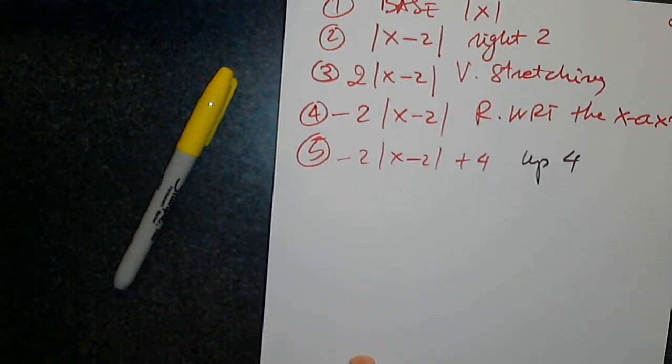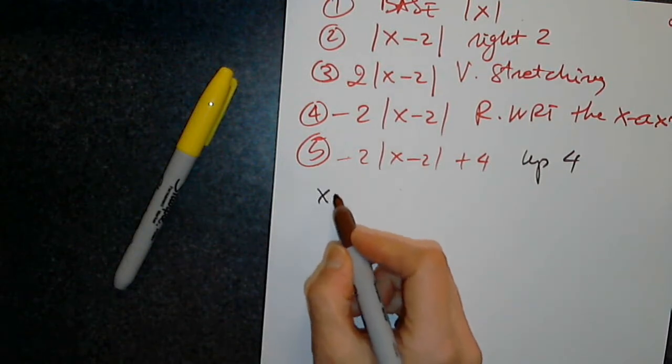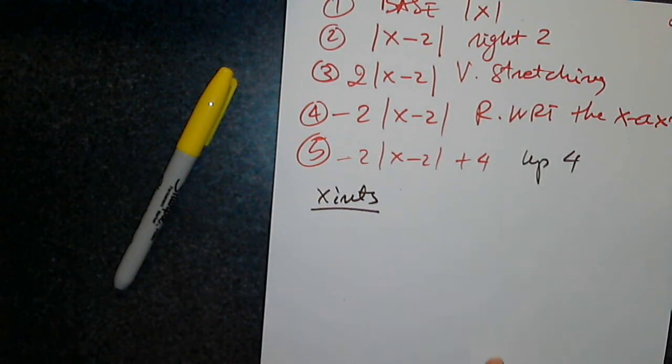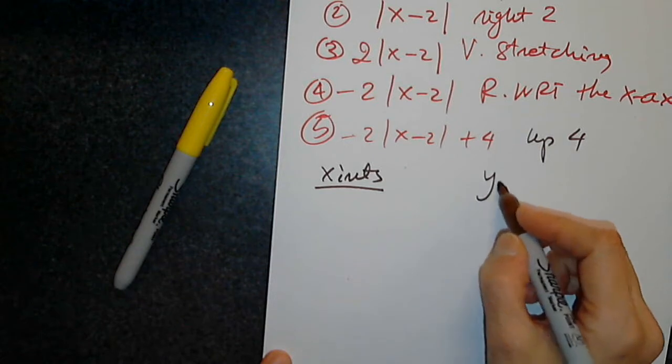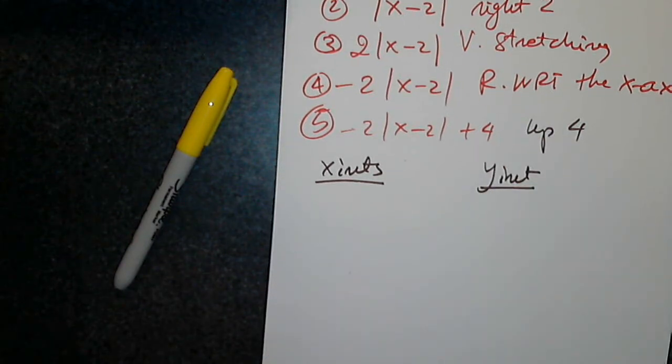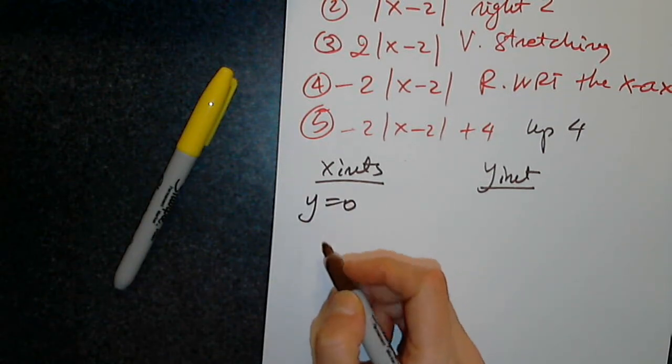Good. Before we graph all these, we're asked 2 things. The x-intercepts algebraically and the y-intercept algebraically. How do I determine the x-intercepts for any function? What do I have to do? No matter what type of function that is. Awesome, thank you. y equals 0.